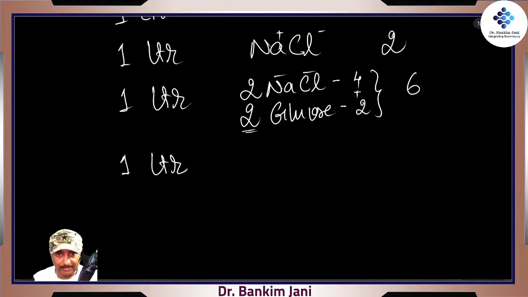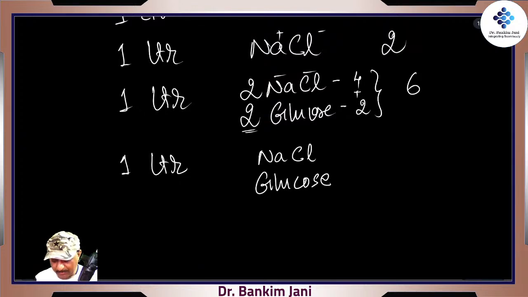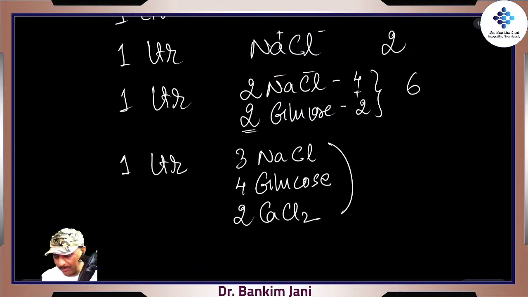And now answer this question. Say we make a nice khichdi. Sodium chloride, we add glucose, and to that we add calcium chloride, and to make it still, let's say 3, 4, 2, right? Now what would be the osmolarity if we have added this much into 1 liter of water? What would be the answer? Calculate.